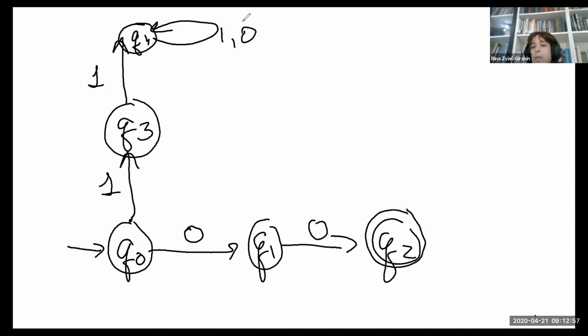Now we need to build a deterministic automaton. Deterministic automaton means that for each state and each input letter, we have a transition definition. So let's look. Q0, we have 0 and 1. Here we don't have any problem. Q1, we have a problem. We have only the transition with 0. So Q1 with 1, where should I move?